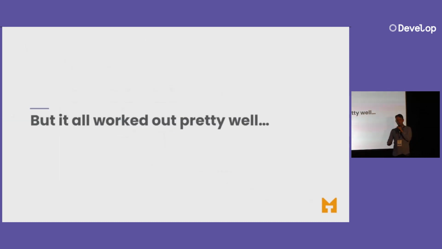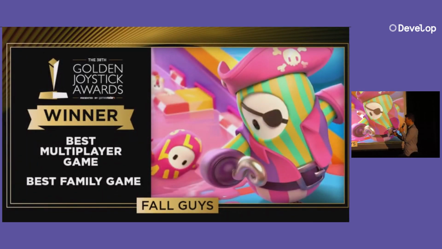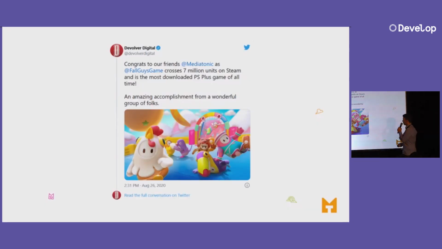But in the end, after all these problems, we did get around them in the ways I said, and it worked out pretty well, I think. We ended up with best multiplayer game and best family game at the Golden Joysticks, which we were not expecting. We were not expecting to be the most downloaded PSN game of all time. This record still holds. Apparently, we are actually in the Guinness Book of World Records, which I wasn't aware of, because I thought someone would have beaten us by now, but they have not. I'm sure someone will come and beat us soon enough.